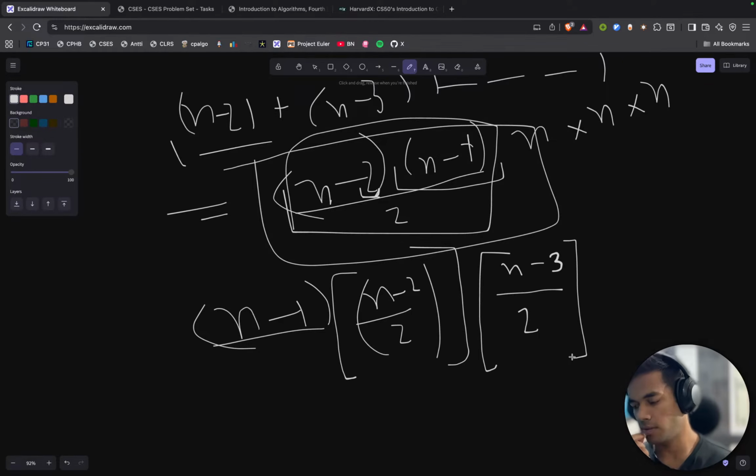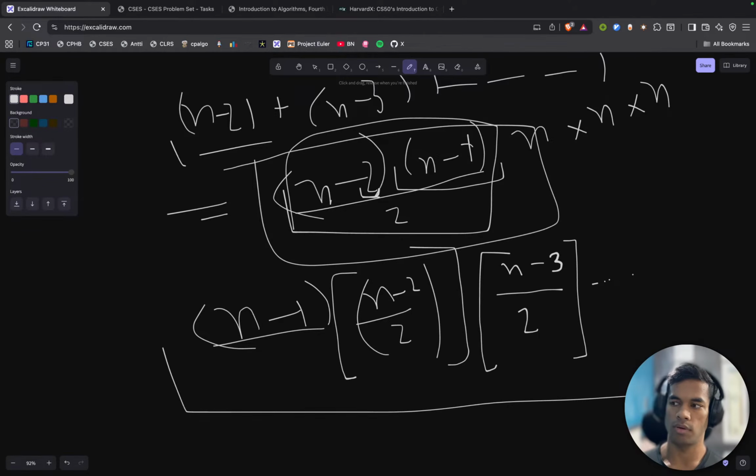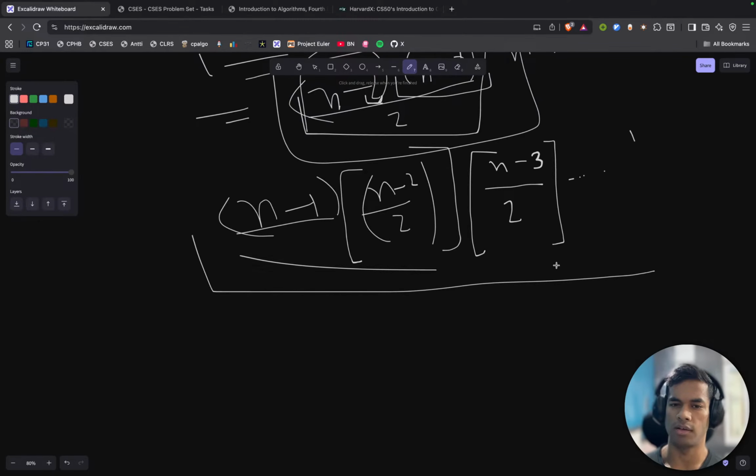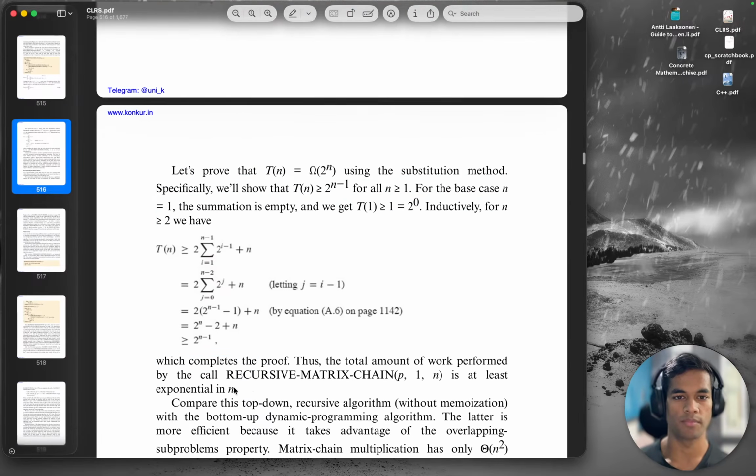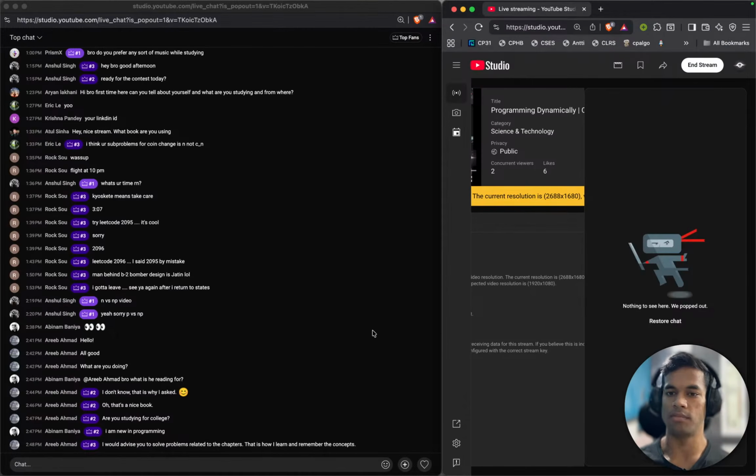N minus 3 divided by 2. I think that is correct. And this will keep on going, and that will be the total number of function calls. And this will keep on going till 1. This is sort of like a GP. Okay, let's just look at what they are doing there. That would be better.